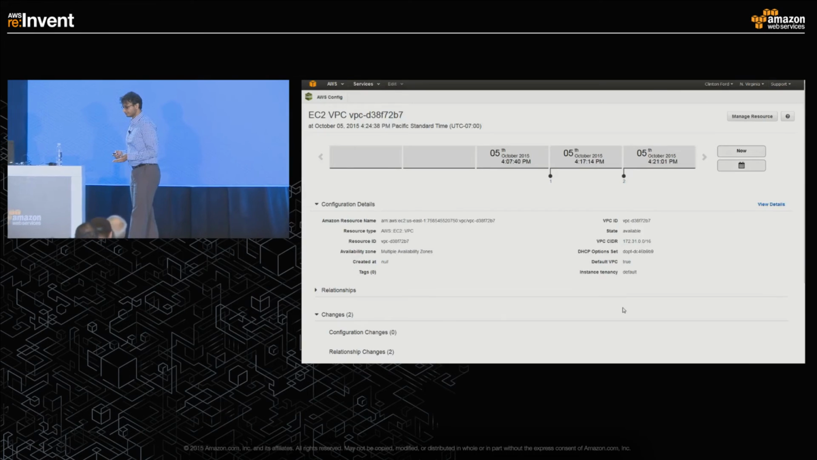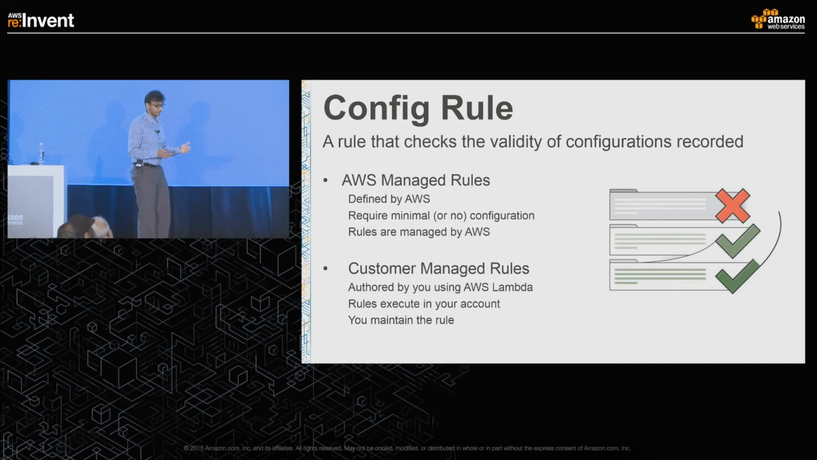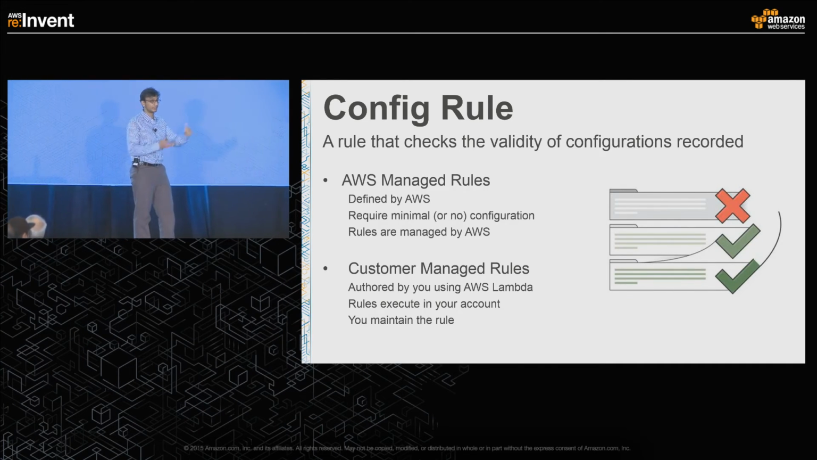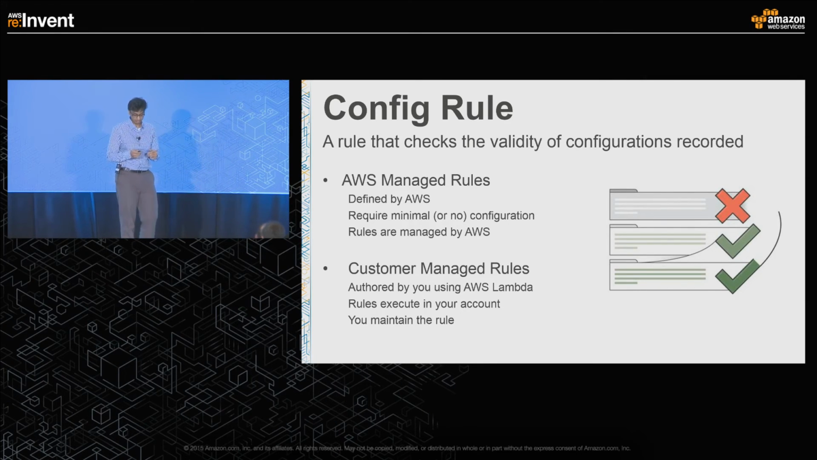With config rules, you can actually go one step further. This is a capability in preview. A config rule is a rule that checks the validity of the configuration recorded. So the configuration item that you saw a little while ago, you can check every field in that and say, hey, this looks good, or this looks suspect. I want to do something about it. There are 2 types of rules you can use. One is the AWS managed rules, and these are rules that we will pre-create for you that you can just click and enable. So these are essentially pre-coded, and you can configure them to meet your specific requirements. And we'll look at this in a little bit more detail.